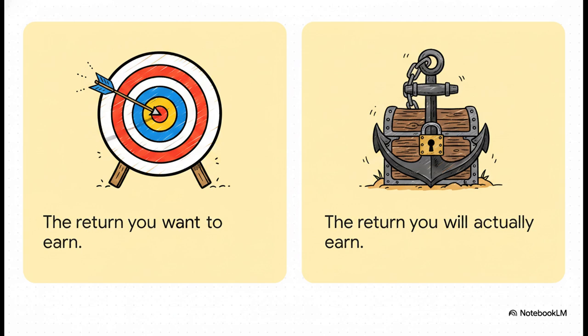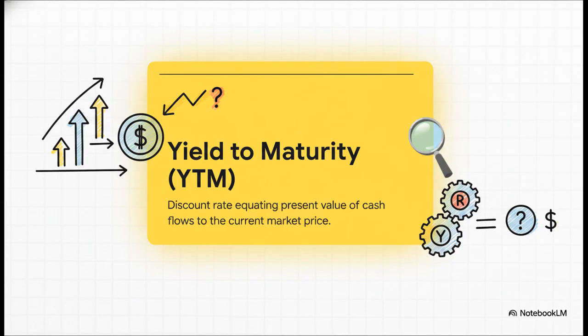YTM is the actual annualized return you're going to lock in if you buy the bond today at its current market price and just hold on to it until the very end. Now, technically speaking, yield to maturity is the specific discount rate that perfectly equates the present value of all your future cash flows to the bond's current market price. But honestly, practically speaking, just think of it like a seesaw.